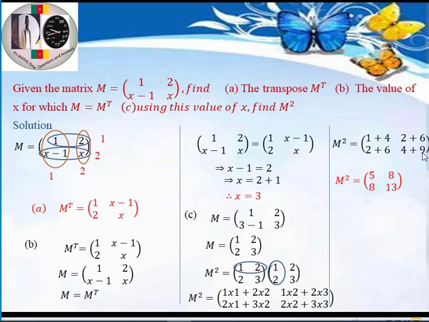So that's how we multiply a 2 by 2 matrix. We multiply the rows and the columns, and then we add the results together.